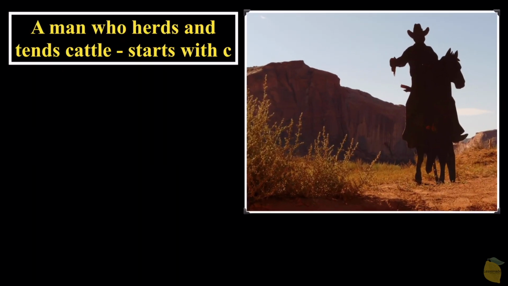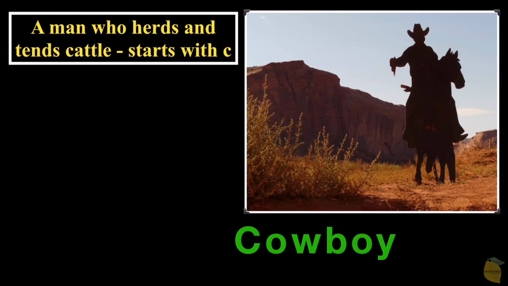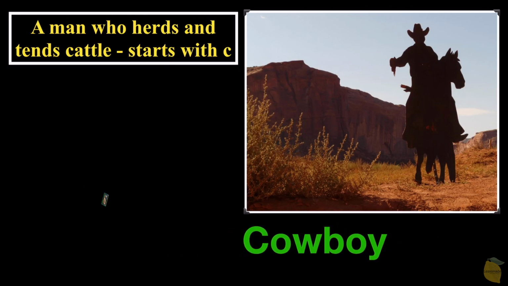Now let's go on to the next one. A man who herds and tends cattle, starts with C. In this picture we can see a person on a horse, so this will probably give you a clue, as you could see by the hat they're wearing. So this means the word must be cowboy. So before we go on to the next one, let's once again recall the previous slide, which was headstrong.